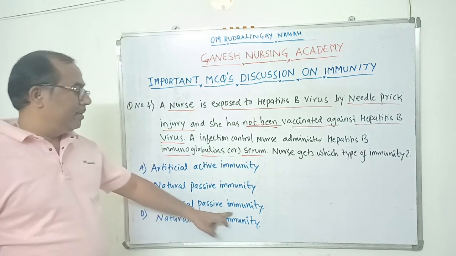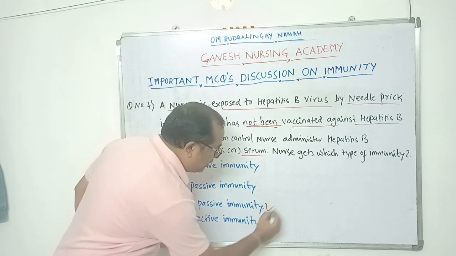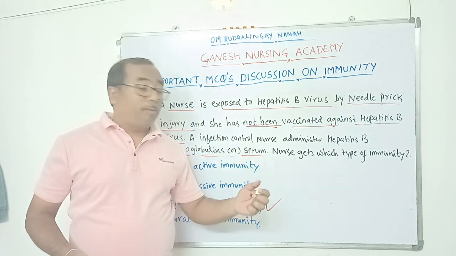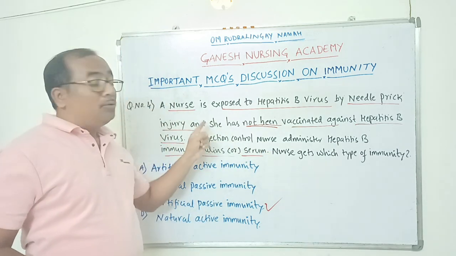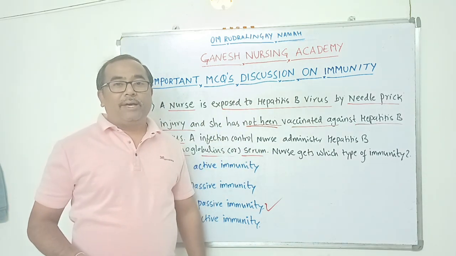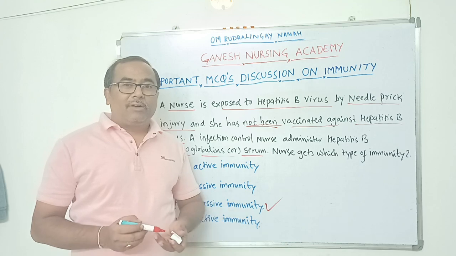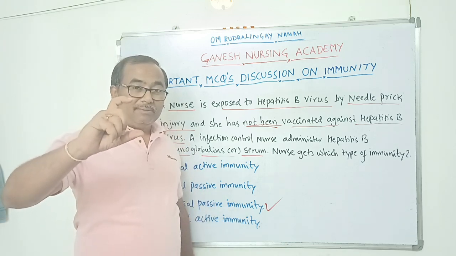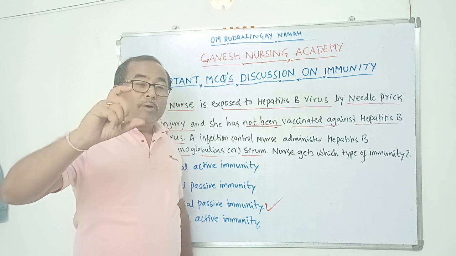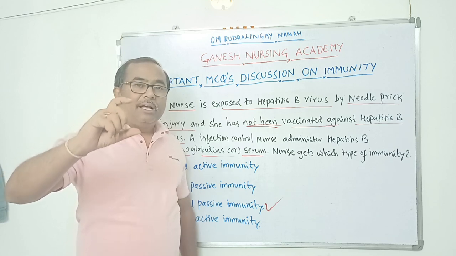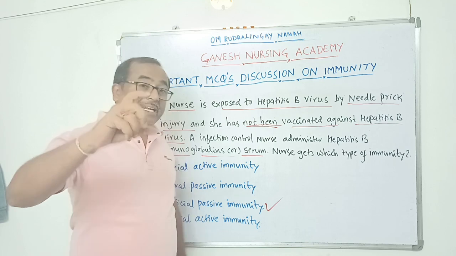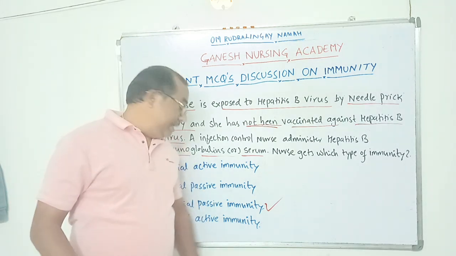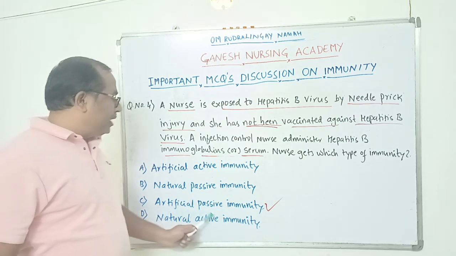Next one is artificial passive immunity. This is the right option here. Artificially prepared immunoglobulins against the hepatitis B virus are ready-made and are directly injected into the nurse who has been exposed to the hepatitis B virus. So it is an artificial passive immunity.